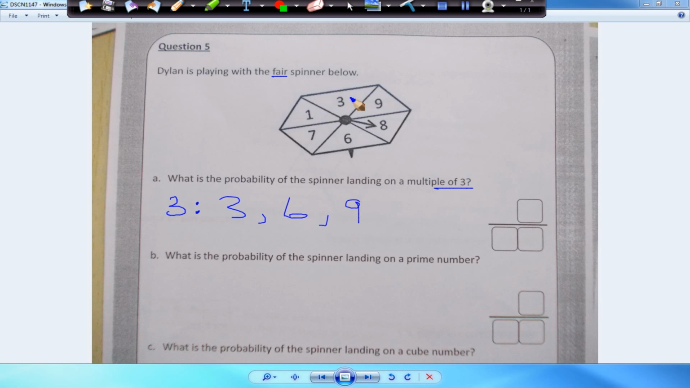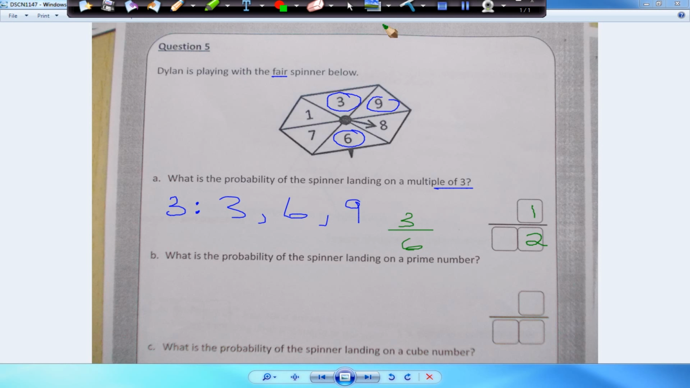So where's the 3? How many 3s do you have? 1. That's a 9. That's a 6. How many values do you have altogether? 6. And how many of them are multiples of 3? 3. So we've got 3 out of 6, which can be cancelled and simplified down to a half. That's lovely.